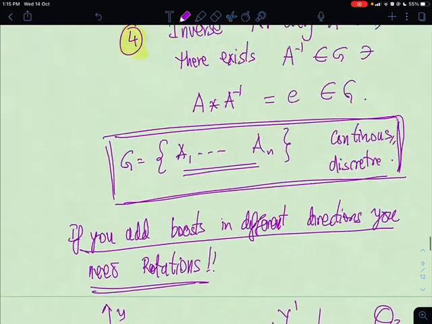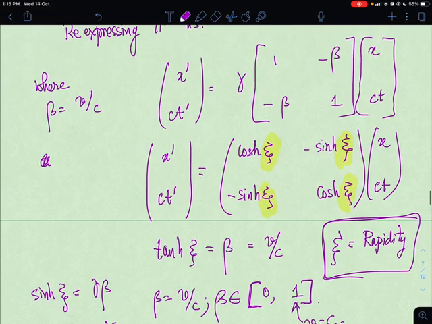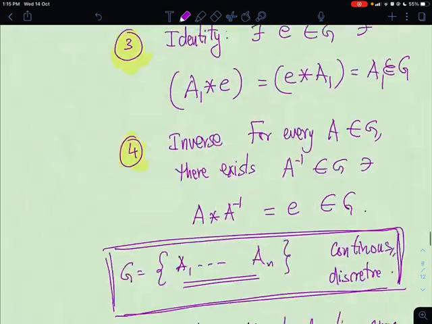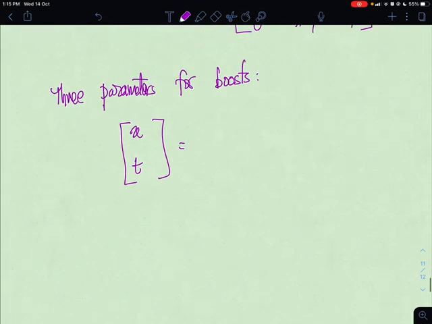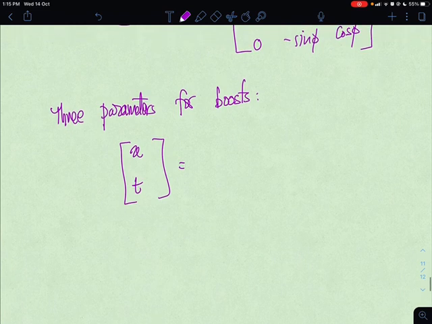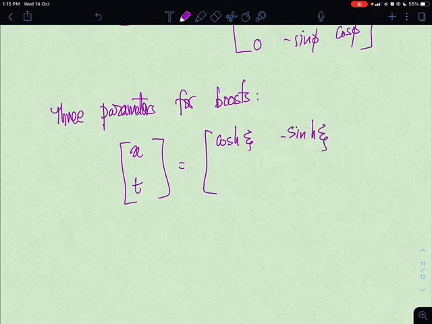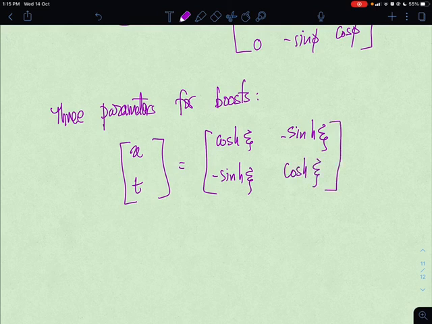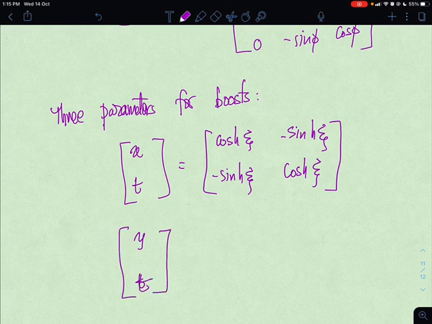Let me just see how I wrote it, x and t. It is given by cosh xi, sinh xi, sinh xi, cosh xi. Then you can have the y t direction.